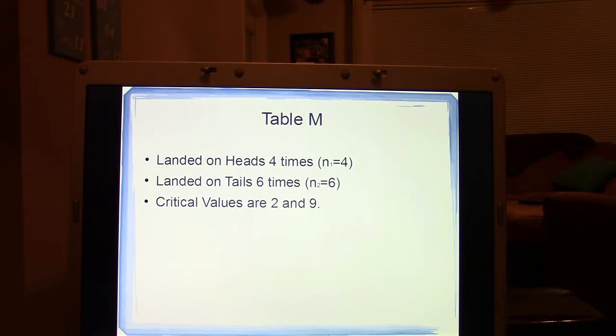So once I flipped to table M, I went ahead and labeled the 4 times the coin landed on heads as N1. So N1 will equal 4. And N2 is going to be 6, which is in relationship to the tails, since the coin landed on tails 6 times. I look at table N and I find that my critical values are 2 and 9.